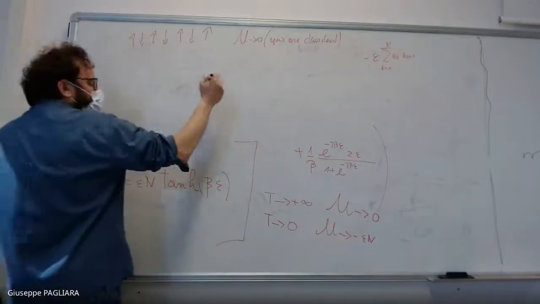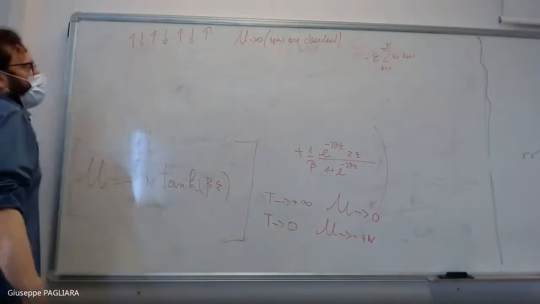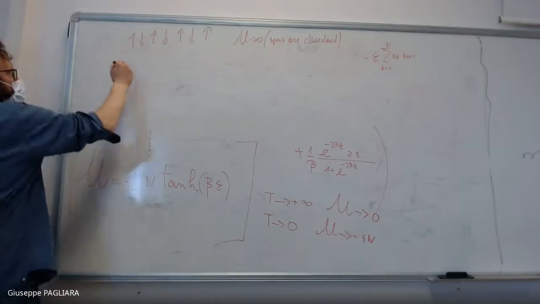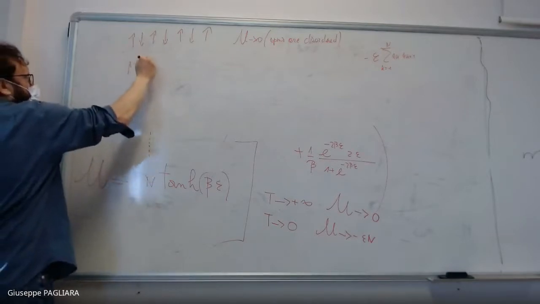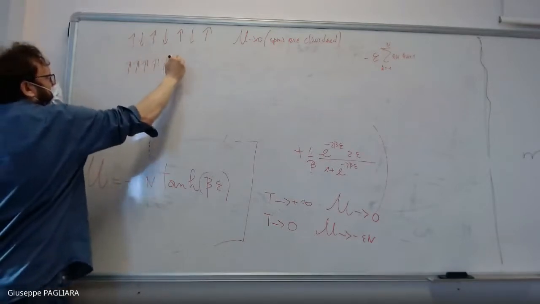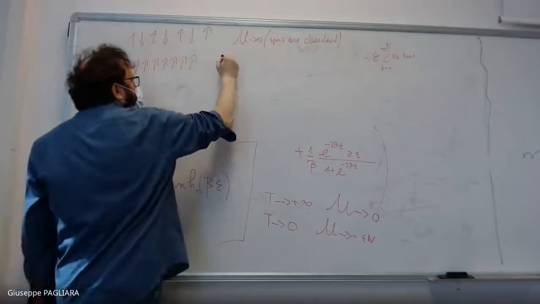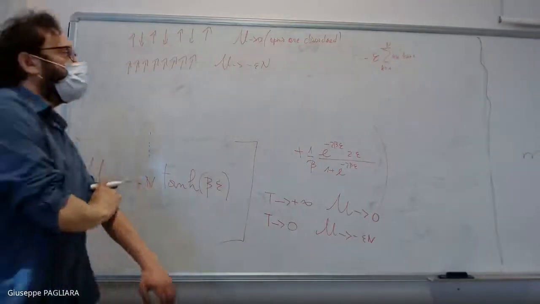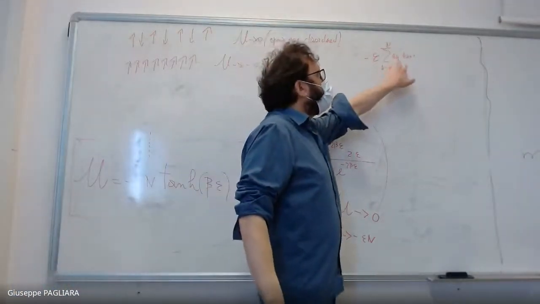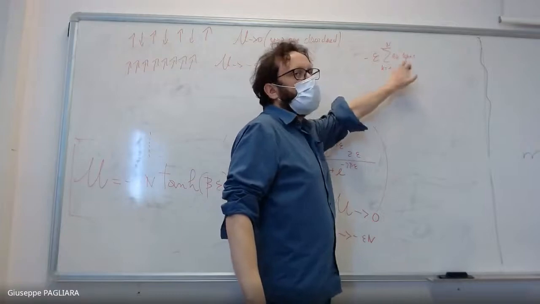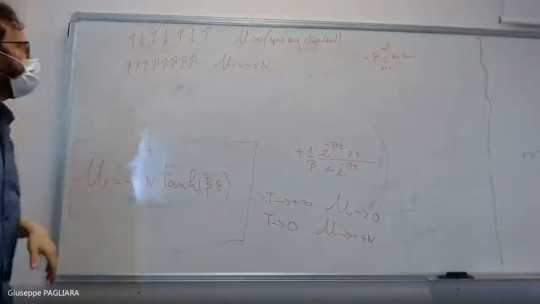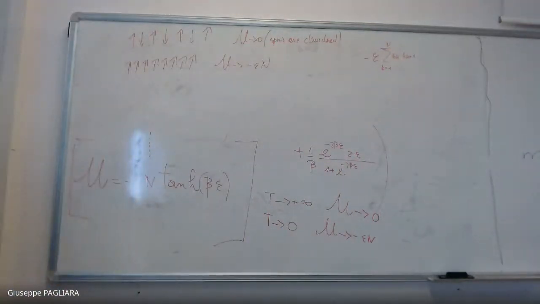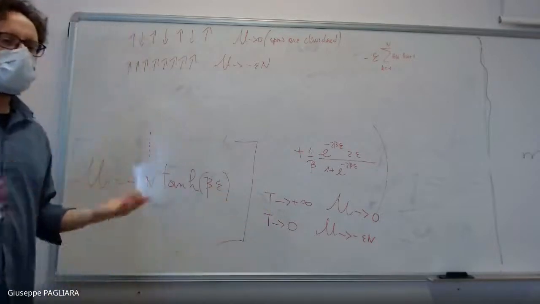Whereas going to minus epsilon N corresponds exactly to the opposite situation, in which all of them are aligned, and in this case you go to minus epsilon N, which corresponds to the fact that here I have either plus plus or minus minus times epsilon. And I get minus epsilon N. So this corresponds to our intuition that when T is large, I have disorder.